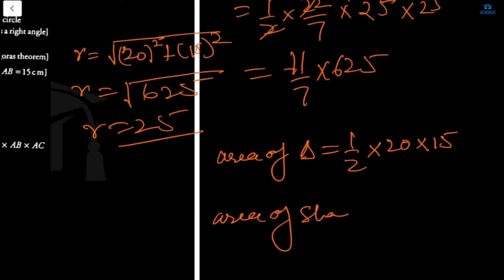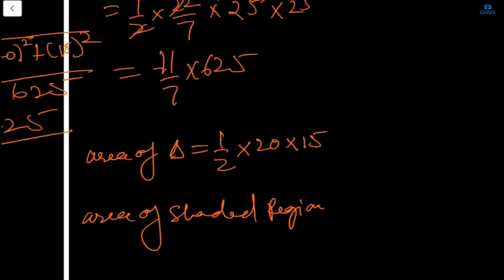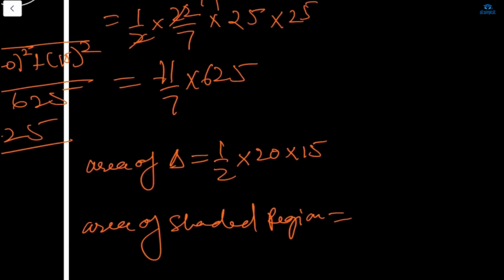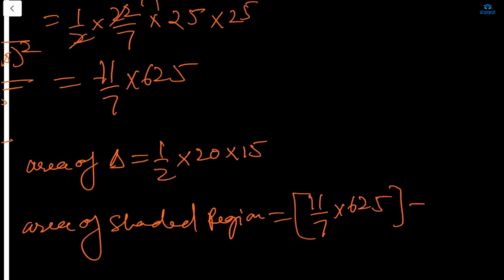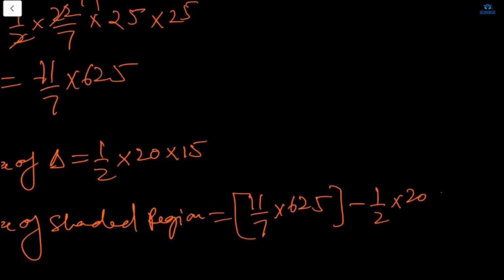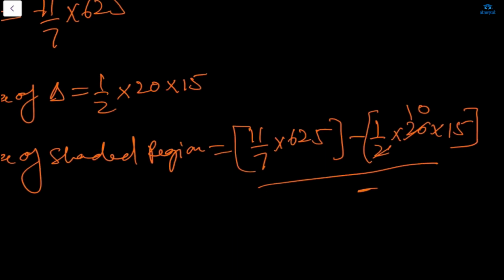So area of shaded region is equal to 11/7 into 65 subtracted by 1 by 2 into 20 into 15. Okay, you're going to solve this and you'll get the area. Calculate this and you'll get the answer.